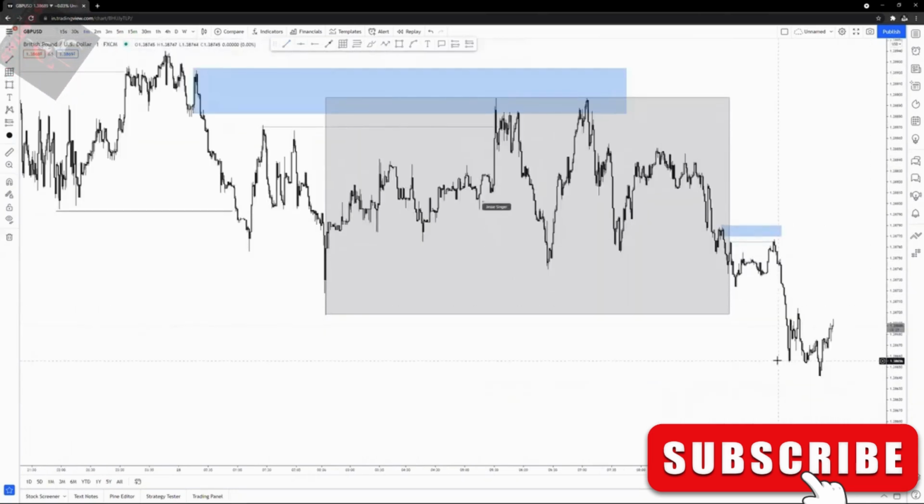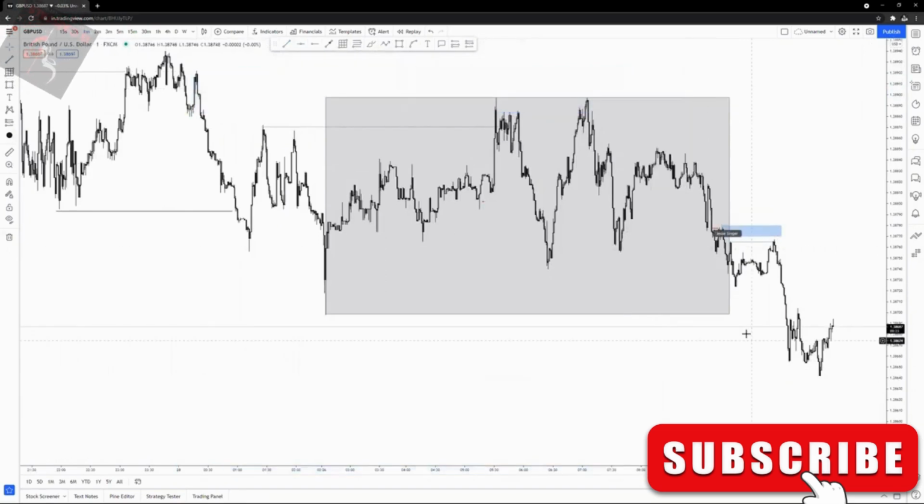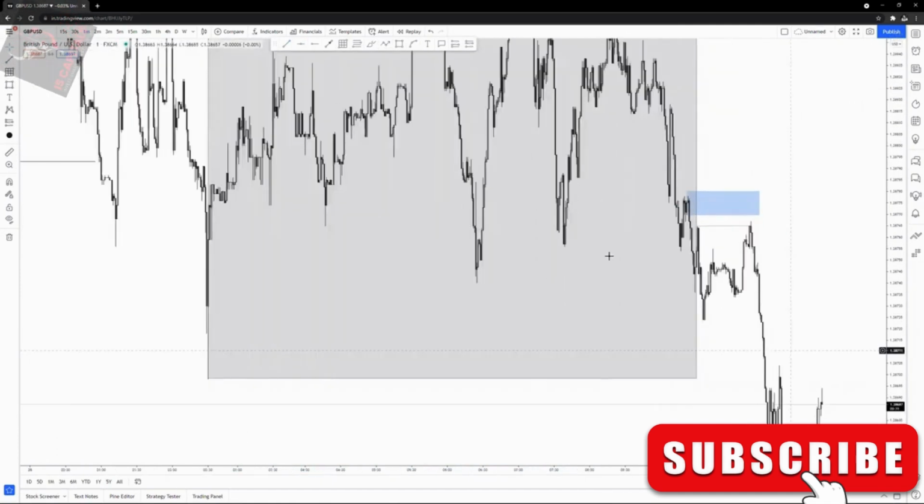Oh, sorry. Yeah. Were you saying there was where it took out a little bit and then broke structure? A little bit. But the main thing for me was this thing right here, this inducement.